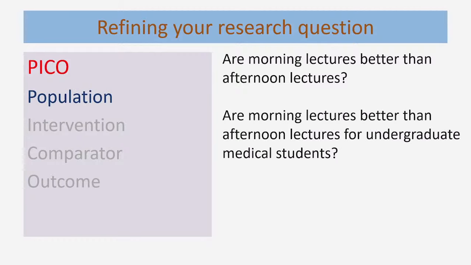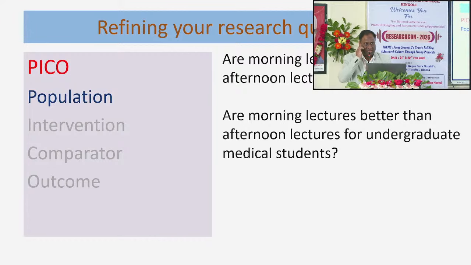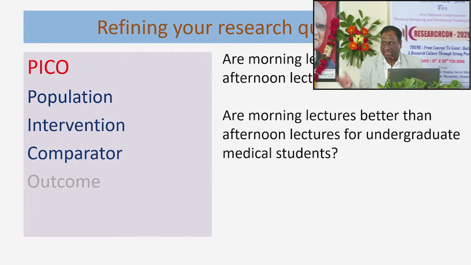So here we have to add population to this research question, and we can expand it like this. Are morning lectures better than afternoon lectures for undergraduate medical students? So I have defined the population here. Now the PICO: P stands for population, I for intervention, C for comparator. Which is the intervention here? Changing lecture timings. Comparator means it is an internal comparison, morning versus afternoon.